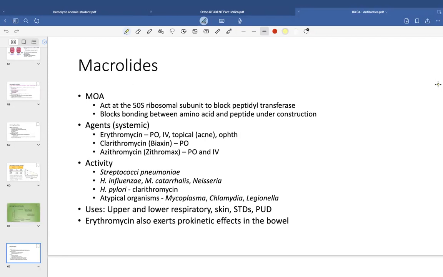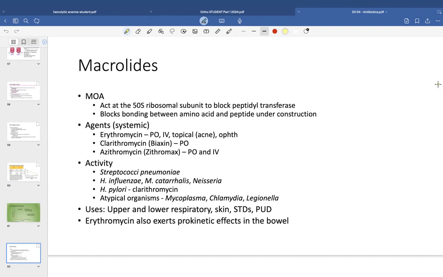And clarithro is great for smokers that colonize H. flu for bronchitis. So they definitely have lots of roles, especially for community-based infections. Erythromycin also, outside of its use in infectious diseases, has prokinetic effects in the GI tract.